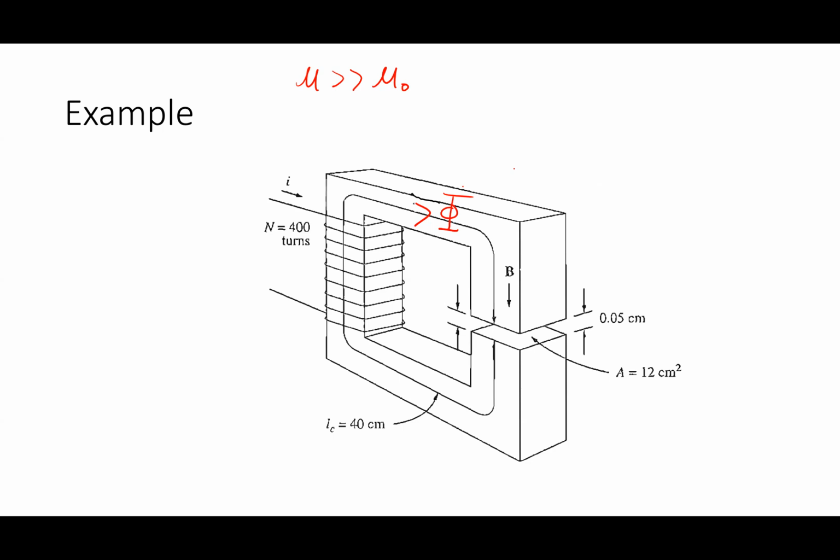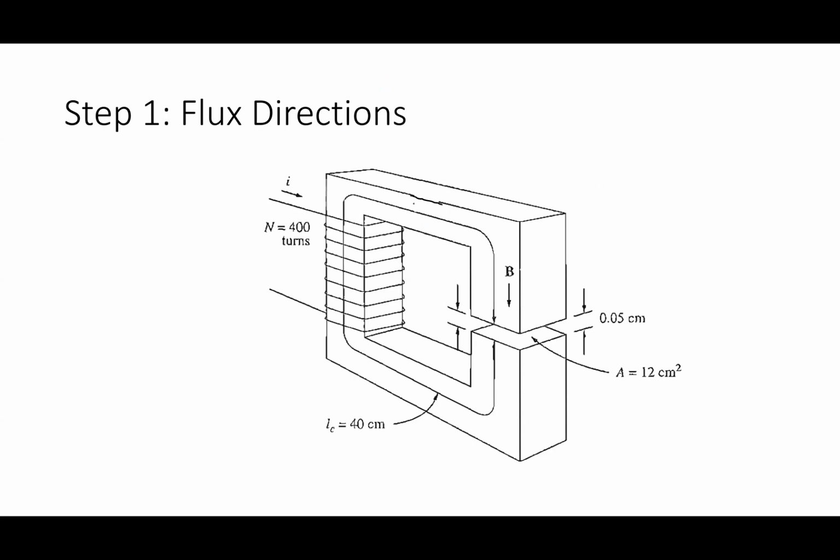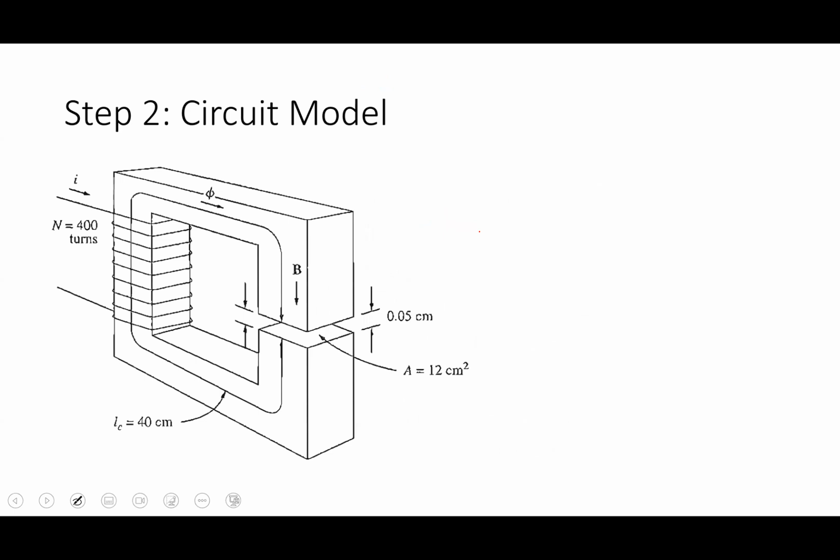How many sources of MMF? How many magnetomotive force sources do I have here? One coil, right? So if I were to draw out the circuit model, we did the direction already. We said phi goes that way. Step 3 was to get the circuit model. So I have a magnetomotive force, and it's going to draw a current going out like that. So there's a phi here and an Ni here.